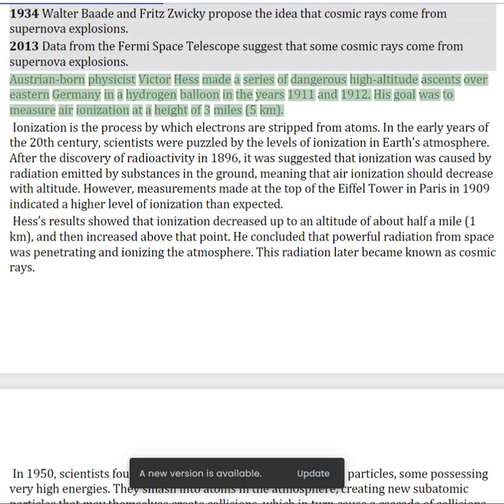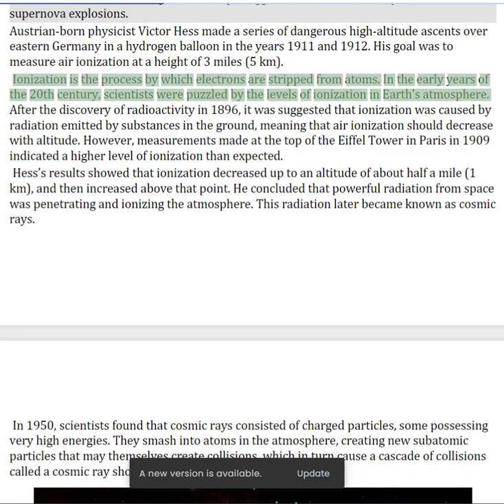Austrian-born physicist Victor Hess made a series of dangerous high-altitude ascents over eastern Germany in a hydrogen balloon in the years 1911 and 1912. His goal was to measure air ionization at a height of 3 miles. Ionization is the process by which electrons are stripped from atoms.